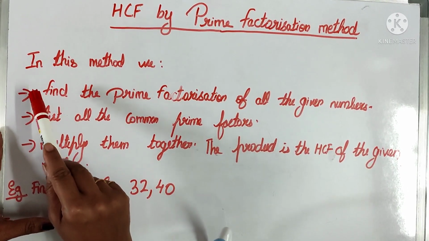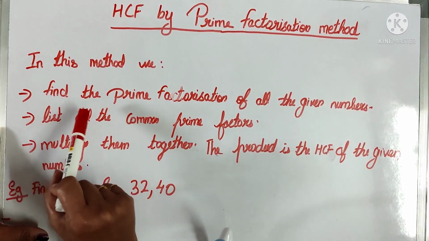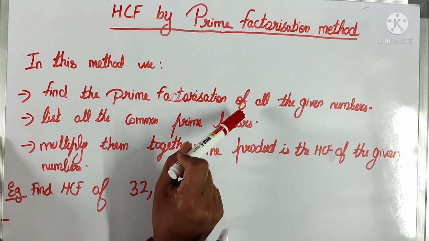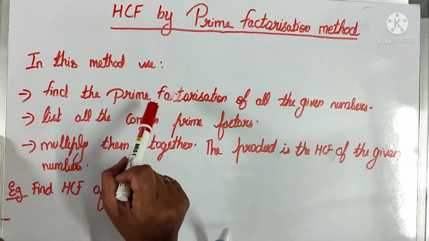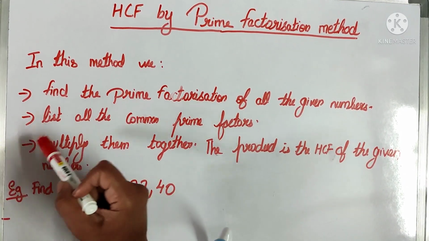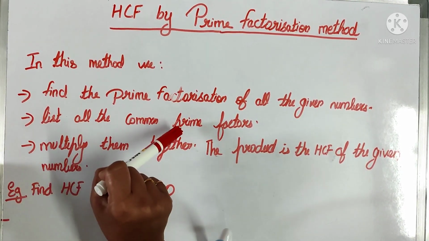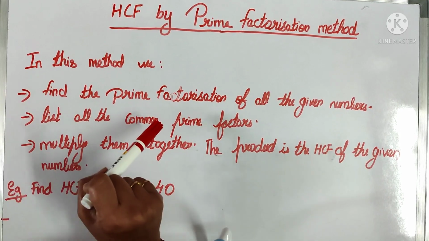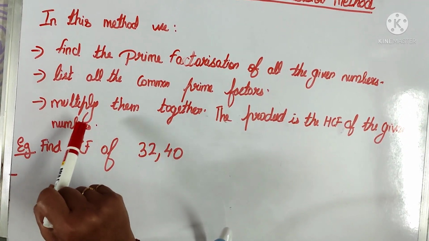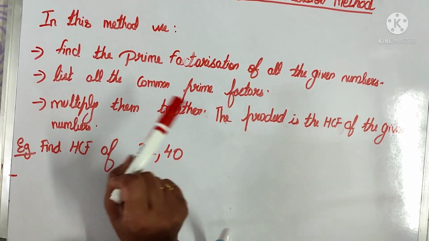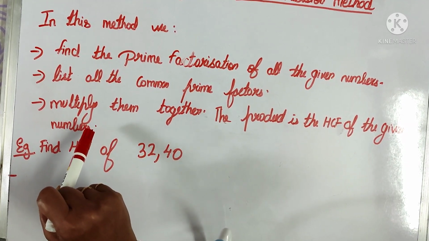Now, what do we do in this method? We find the prime factorization of all the given numbers. Whichever numbers are given, first we find the prime factorization of those numbers. Then we list all the common prime factors and multiply them together. The product is the HCF of the given numbers.